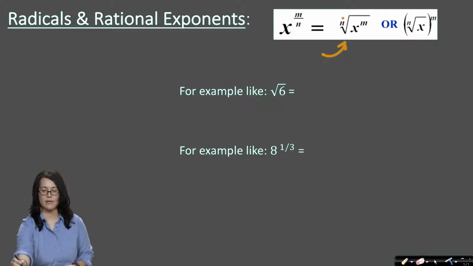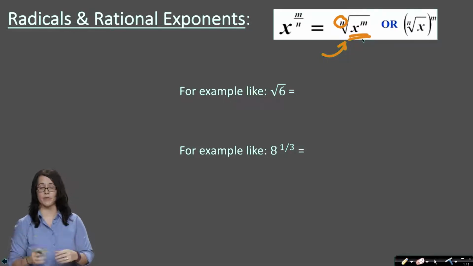And we notice that the number here, this little n, is called our index, whereas the number or the variable, the term underneath the radical, is called the radicand. What this index is telling us is how many of a kind you need, how many factors of whatever's inside you need in order to remove it from the radical. Now there's a couple of ways to write it, as I mentioned.